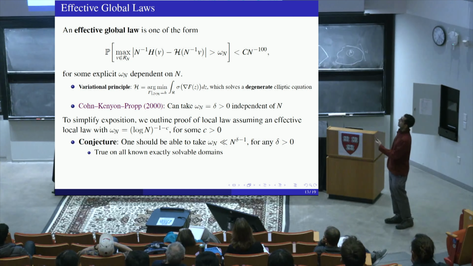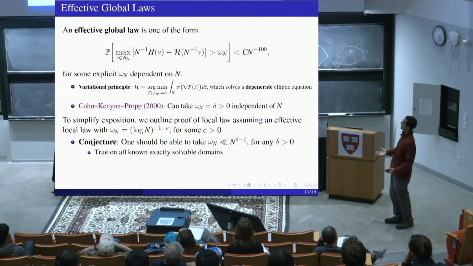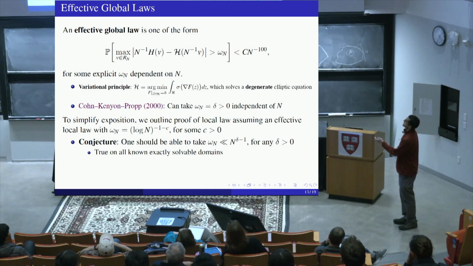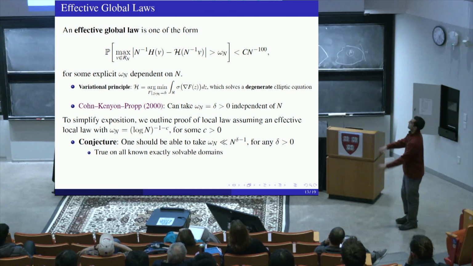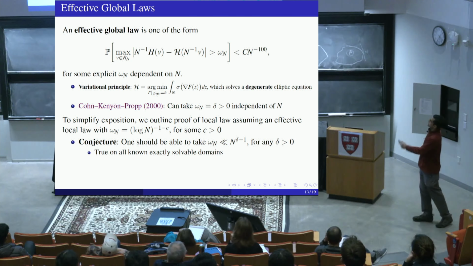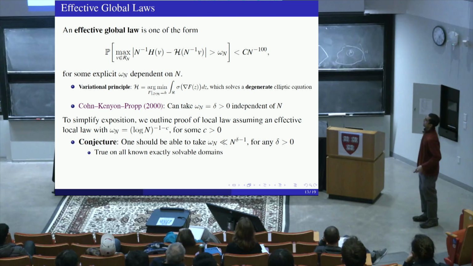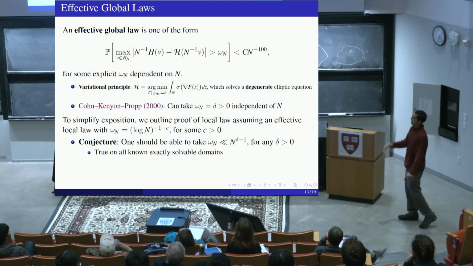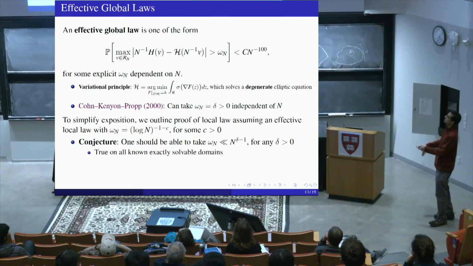Ideally you might want to take omega of n to be something like an inverse power of n, or maybe an inverse power of log n. Again, h is given by the minimizer of some variational problem, which satisfies a degenerate elliptic PDE. The concentration result basically tells you that you can take omega of n to be any fixed delta without letting delta tend to 0. My goal is to let this delta tend to 0. Maybe I should have called it delta n, but I've called it omega of n.